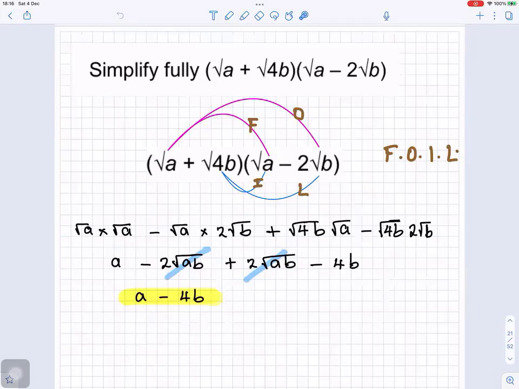Let's try the next one. Square root of a times square root of b. You can put them under 1 square root, as square root of ab, like that.